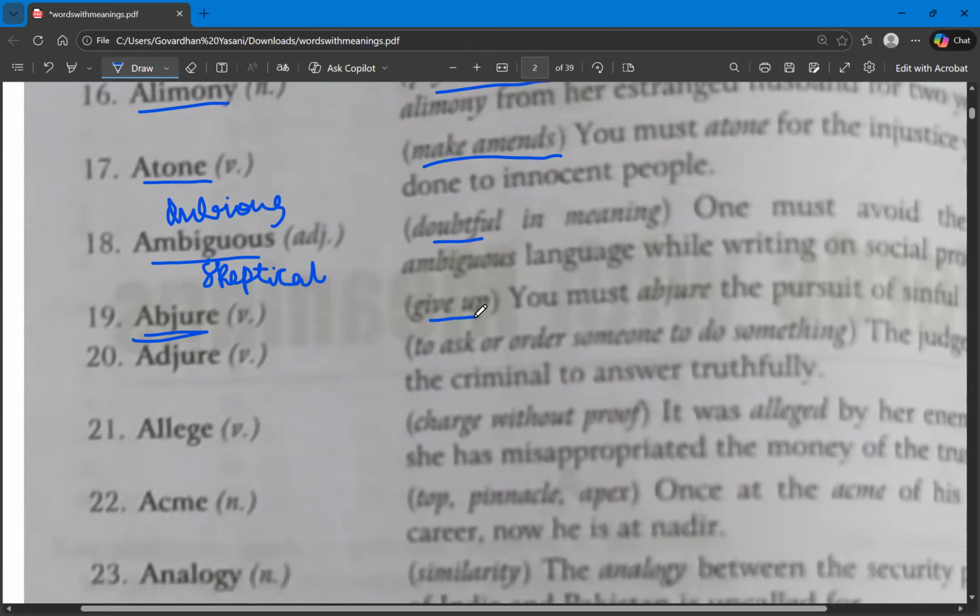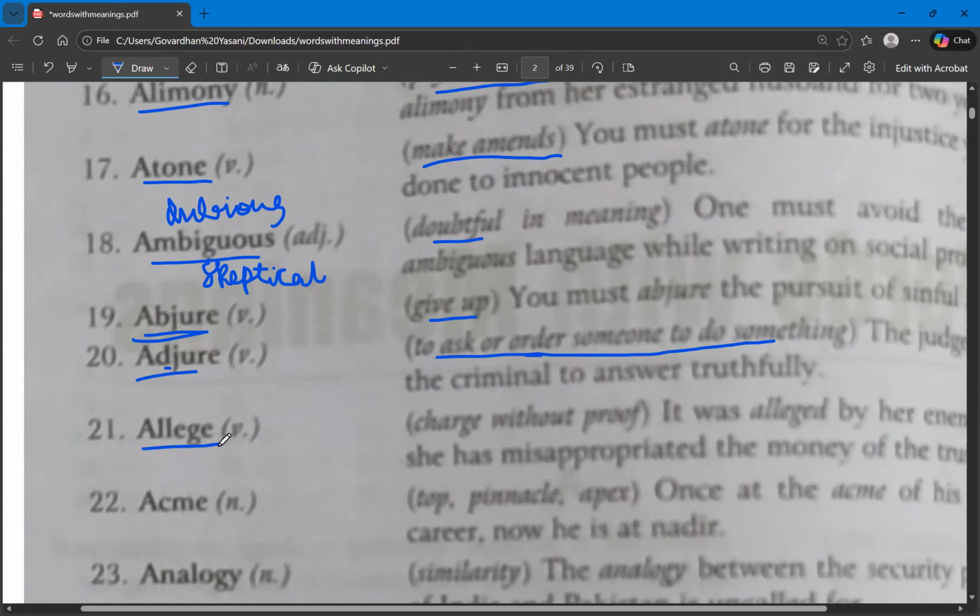So that means giving up bad things. The next one is adjure. There is a difference of only one letter, that is B. B has changed to D and the entire meaning has completely changed. Adjure means to ask or order someone to do something. In adjure we have D, in order we have D. So adjure means order.